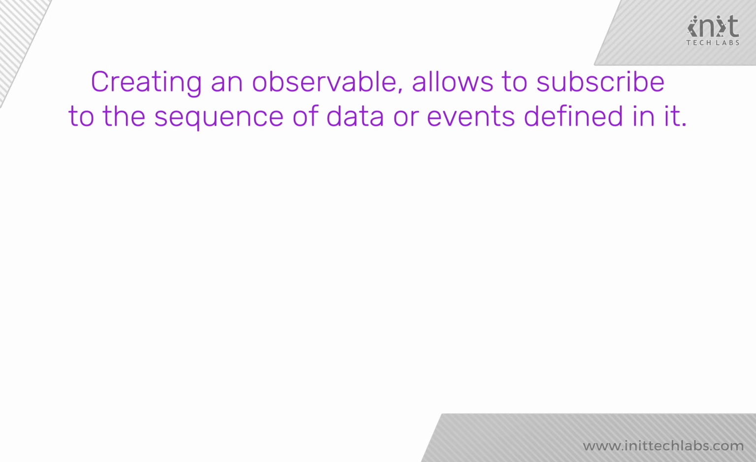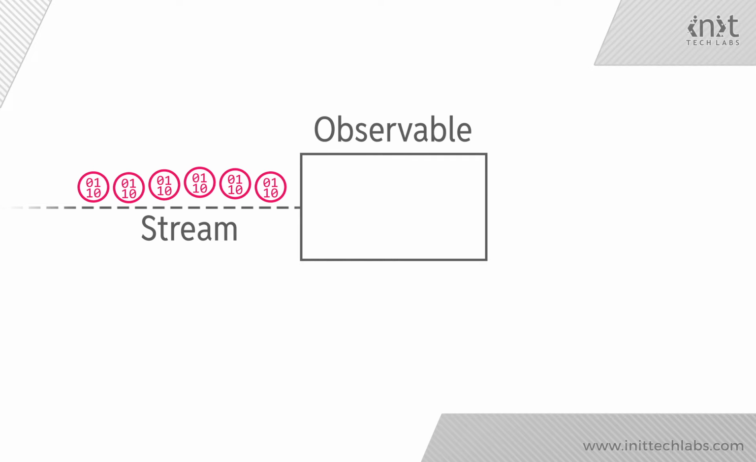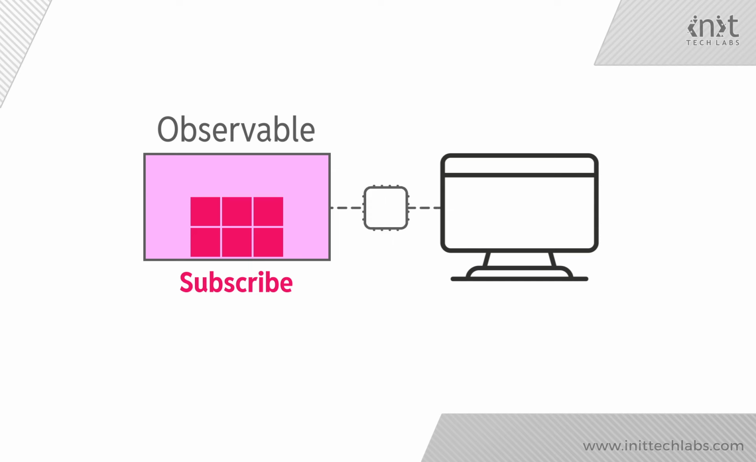Creating an observable allows you to subscribe to the sequence of data or events defined in it. Think of it as a channel that streams data or events over time. When you create an observable, it's like opening this channel, and when you subscribe to it, you are tuning in to receive whatever comes through.